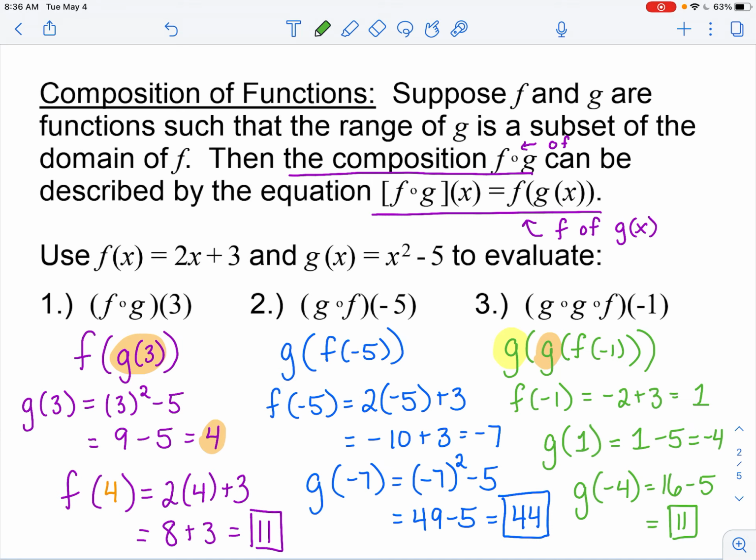That was coincidental. All right, so that's how you evaluate a numeric composition. You plug the number into the rightmost function, or the innermost function, and then you take that result and plug it into the next, and you just keep going until you've run out of functions to plug into.